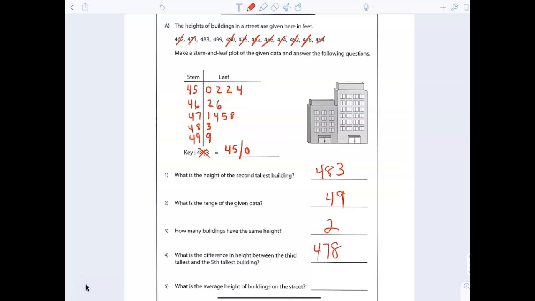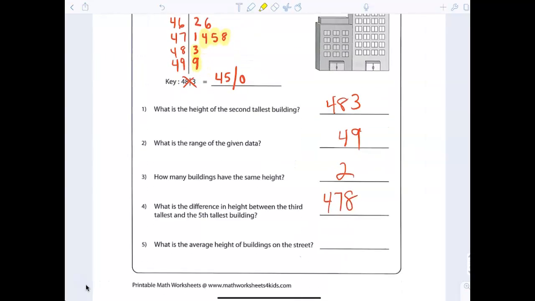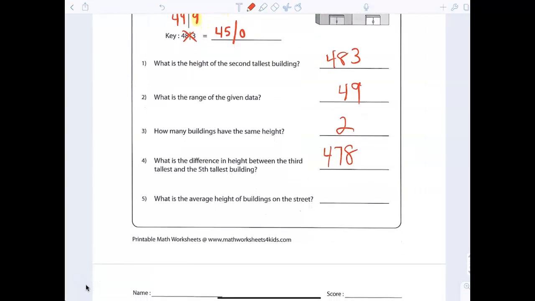Wait a minute. And the fifth tallest. So this is first, second, third, and then I need the fourth, fifth. So the fifth would be 474. So 478 minus 474, so that would just be a 4.